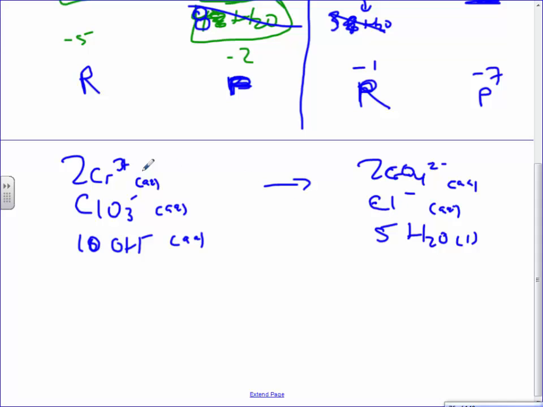Now for the charges. There's 3 positive times 2, so that's 6 positive. Then there's 1 negative and 10 more negative, which leaves a grand total of 5 negative as your net charge here. And then on this side right here, lo and behold, 2 times 2 gives 4 negative. 1 more negative and a neutral does give 5 negative. So yeah, this is your balanced equation. Yay!